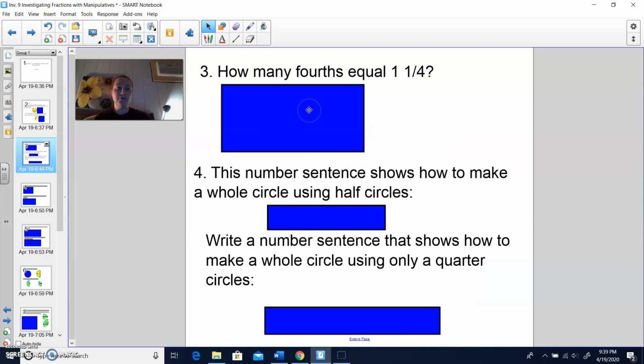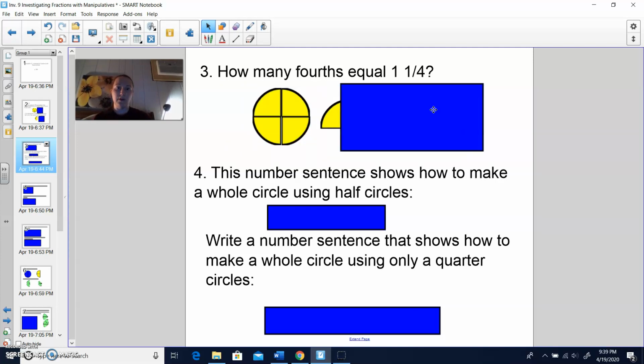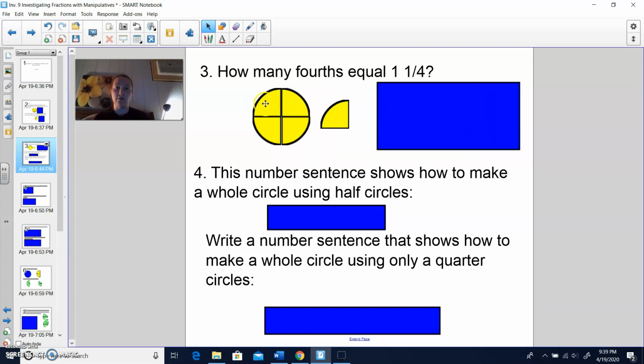Number 3, how many fourths equal 1 whole and 1/4? So how many fourths would you have to have a whole circle and then 1/4? Okay, how many fourths would you have total? Okay, here we'd have the whole circle and 1/4. So 1, 2, 3, 4, 5. 5 fourths.